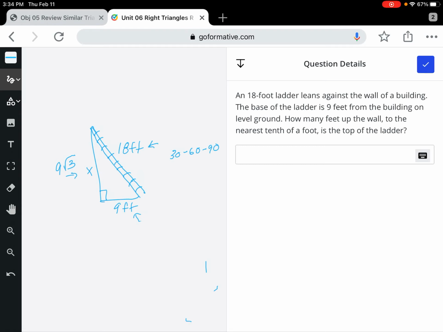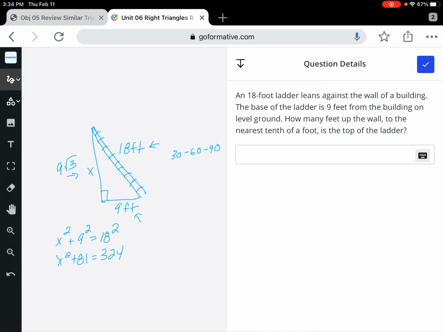Now, if you aren't really good at looking at those things, you can see this right triangle and we can do Pythagorean theorem. This is x squared plus 9 squared is equal to 18 squared. So this is x squared plus 81 is equal to 324. I subtract 81. I end up with 243. X is equal to the square root of 243.